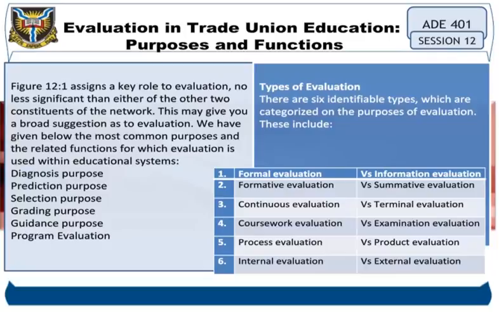Types of evaluation. There are 6 identifiable types, which are categorized on the purposes of evaluation. These include, Table 12.1, types of evaluation. 1. Formal evaluation versus informal evaluation. 2. Formative evaluation versus summative evaluation. 3. Continuous evaluation versus terminal evaluation. 4. Coursework evaluation versus examination evaluation. 5. Process evaluation versus product evaluation. 6. Internal evaluation versus external evaluation.